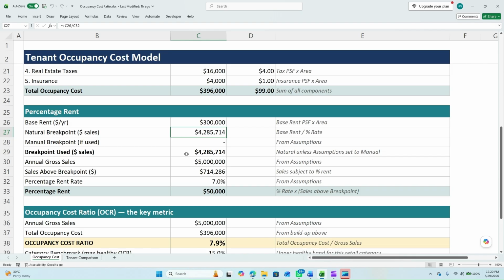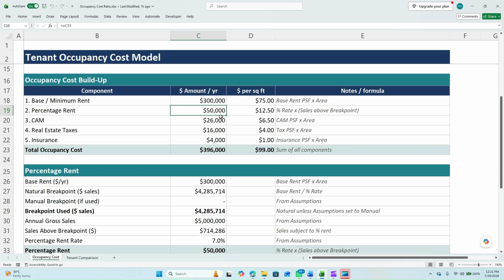Any sales that are over and above the breakpoint are the sales which will be used to apply the percentage rent rate. Now in this case, the annual sales are 5 million, which is above 4.2 million by around $700,000. So 7% of this $700,000, which is $50,000, is the percentage rent for the lease. We use this $50,000 to calculate the occupancy cost here.